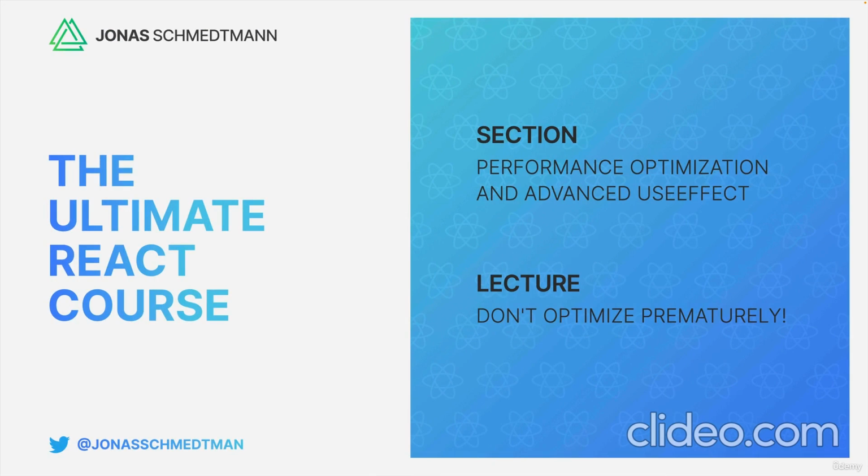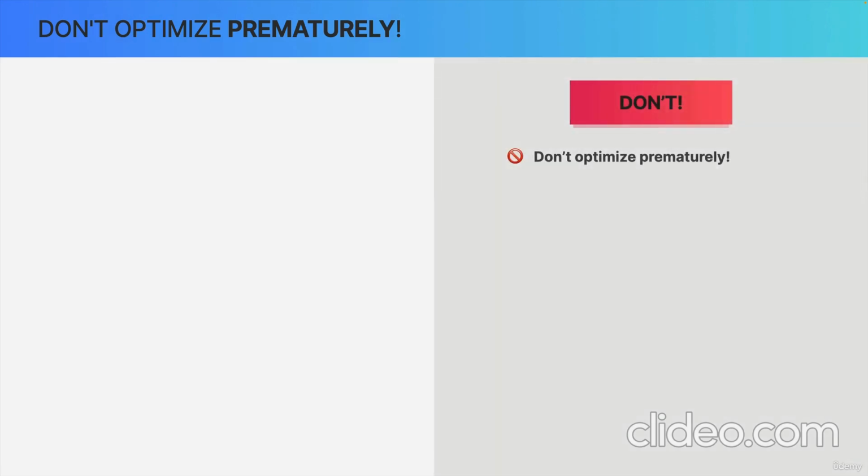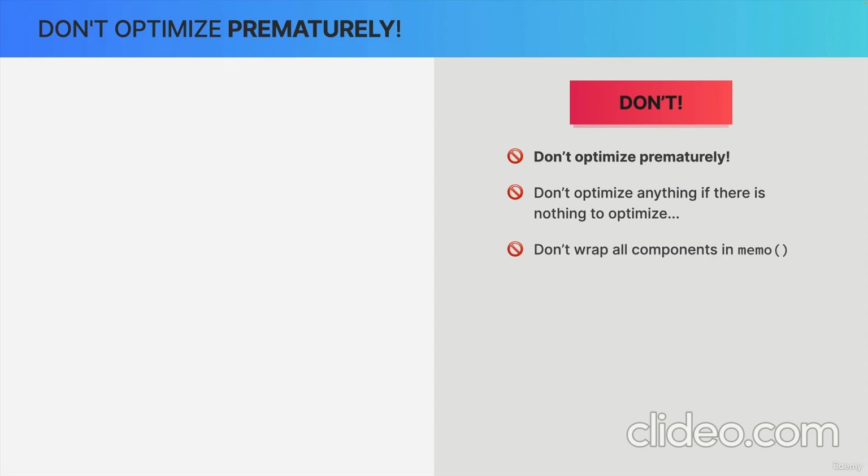Let's wrap up the performance optimization part of this section with a quick list of do's and don'ts. The main message of this video is that you should not optimize prematurely. And what do I mean by that? Well, basically, don't optimize anything if there is nothing to optimize. So if your app is performing just fine, then don't just wrap all your components into a memo or all your values and callbacks into useMemo and useCallback.